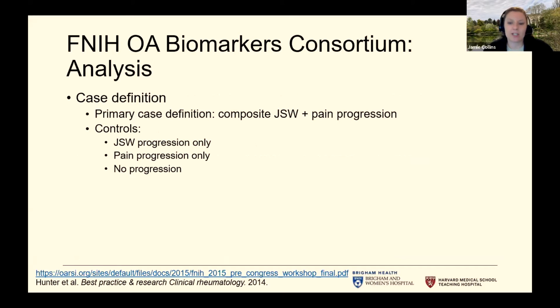So the case definition is a bit complex here. Again, the primary case definition was the composite joint space width and pain progression, where controls included participants that had JSW progression only, so no pain progression, subjects that had pain progression but no joint space width progression, and subjects that had no progression. And so this composite of joint space width plus pain was thought to represent clinically meaningful progression. And actually, as we heard earlier this afternoon in that DMOD talk, we can't get approval for a disease-modifying drug unless there's some patient benefit.